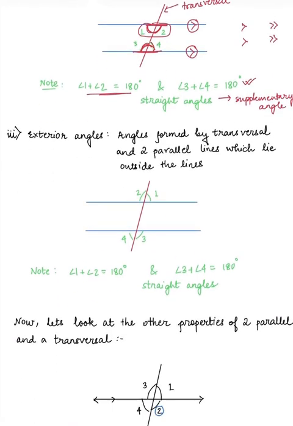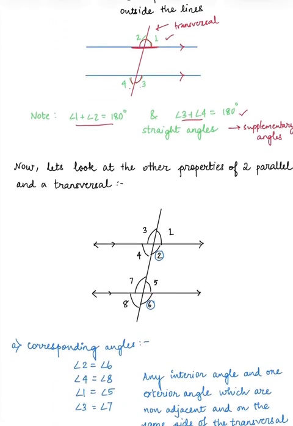Now similarly, for an exterior angle, what do we have? If again we have parallel lines which are cut by the same transversal, then the angles which are on the outer side are known as the exterior angles. And similarly, you see, since they lie on the same straight line, angle 1 plus angle 2 is 180 degrees. Again, angle 3 plus angle 4 is 180 degrees. So they are also supplementary angles.